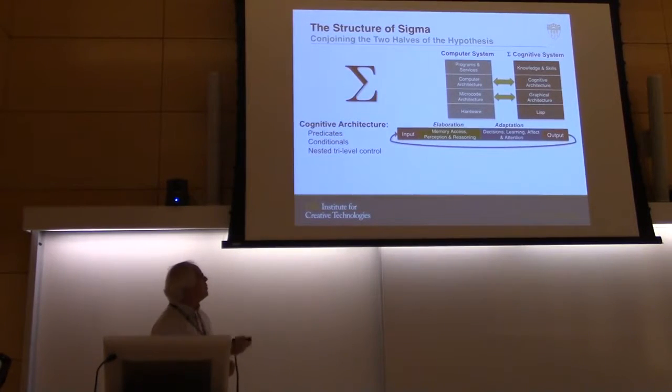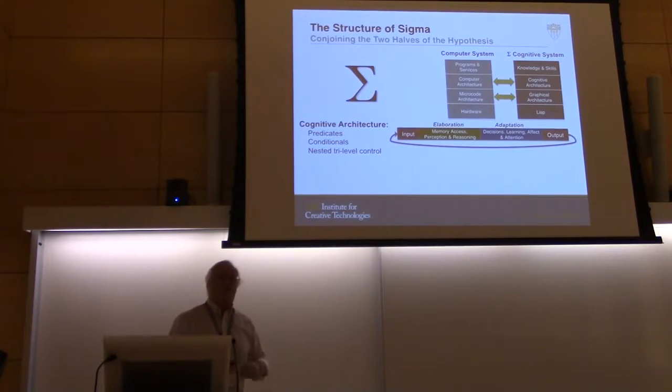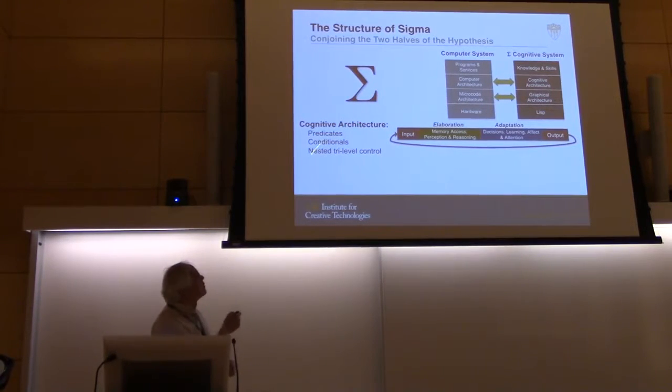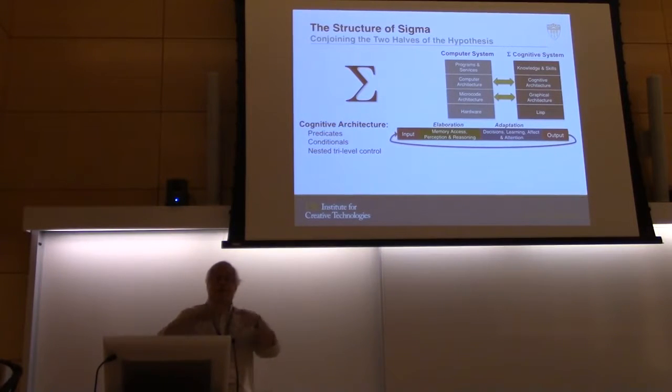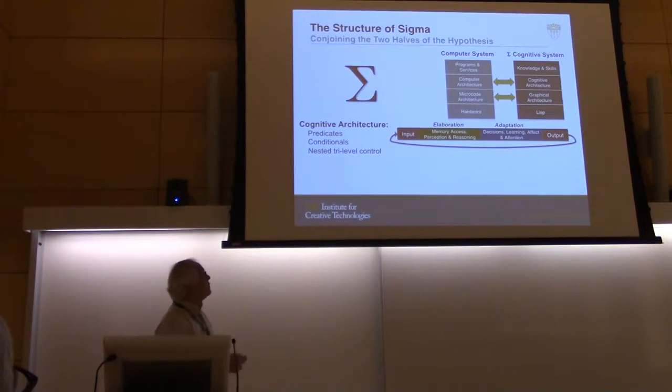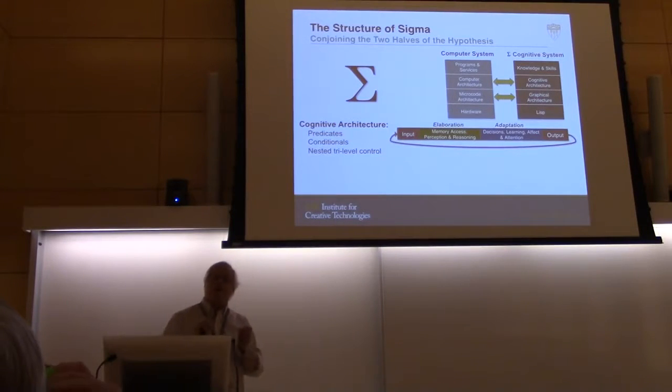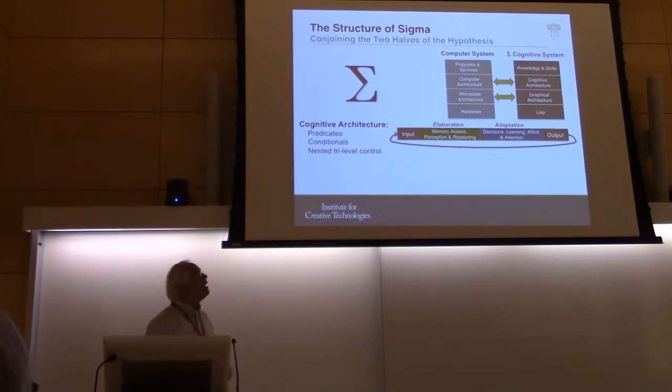Okay, so the cognitive architecture provides the language in which you build knowledge and skills. Predicates provide a relational language over terms and variables. Conditionals let you specify patterns of those predicates and combine those patterns in various ways. And then there's a control algorithm in which the inner loop is what's called the cognitive cycle. Now this maps roughly onto the 50 millisecond cycle that we find in humans. John talked about 50 or 100 milliseconds. We'll normally talk about 50 milliseconds, which in Sigma is structured as input followed by elaboration, adaptation, and then output.